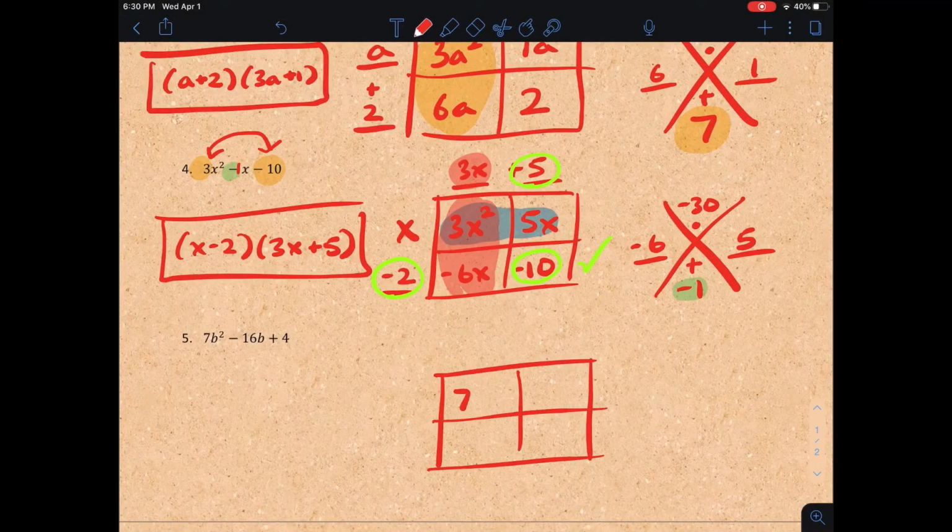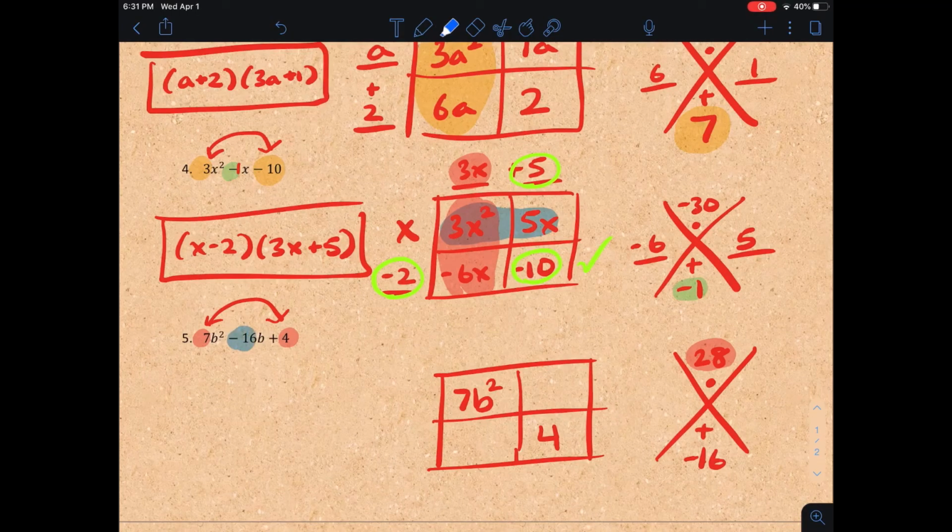Creating a Punnett Square, putting 7b squared on the top left and putting positive 4 on the bottom right. We're going to create our X box problem where the top is the product and the bottom is the sum. Now what we want to do next is multiply the last number and the first number. So when you multiply 7 times 4, you should get 28, and that's the number that goes on top, right? Then we want to figure out what's the number that goes on the bottom, and that's going to be negative 16 in this case, because you're going to look at the coefficient in the middle term, and that's negative 16.